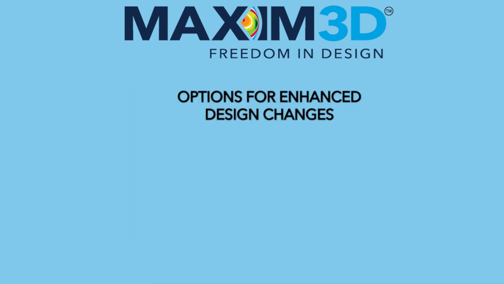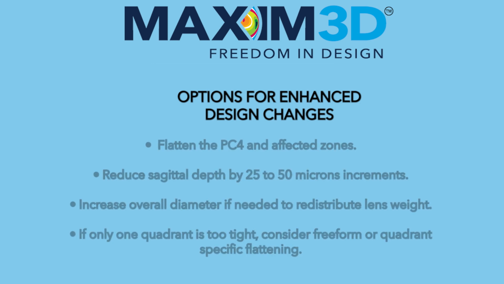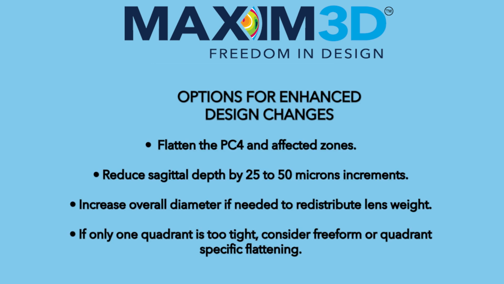Here are your options for enhanced design changes. Flatten the PC4 in affected zones. We suggest a reduction in sagittal depth in 25 to 50 micron increments. You can increase overall diameter if needed to redistribute lens weight. If only one quadrant is too tight, consider freeform or quadrant-specific flattening.